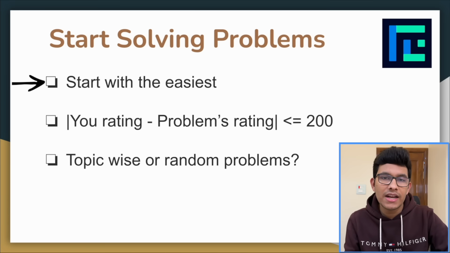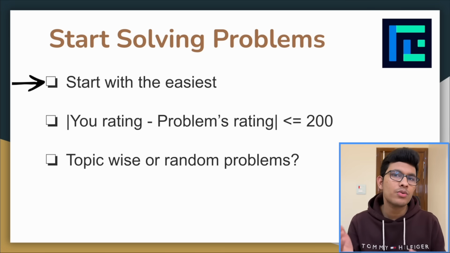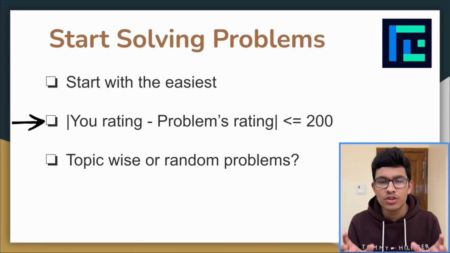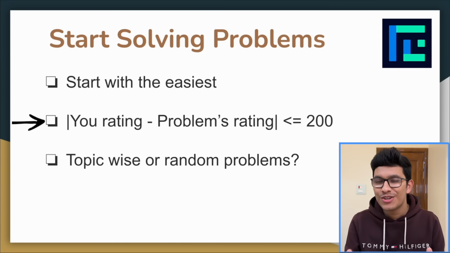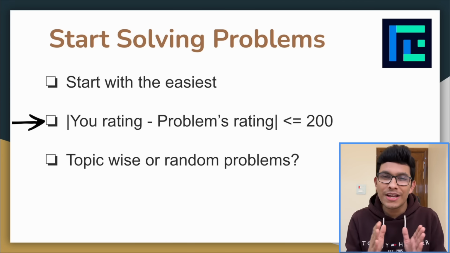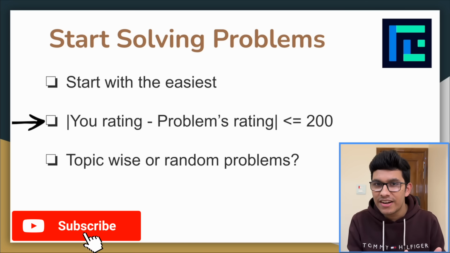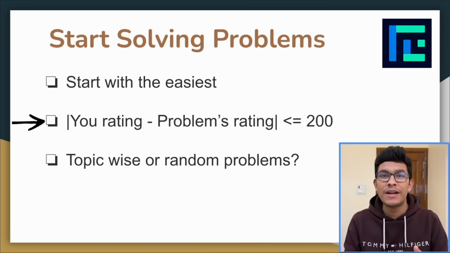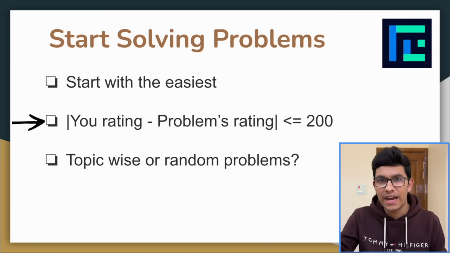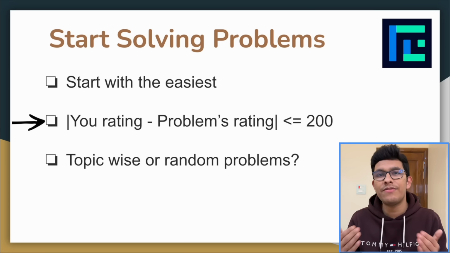But as an intermediate level coder or as a master on Codeforces, where do you start? For this, what you can do is you can follow this rule that, okay, whichever problem you're solving, the absolute difference between your rating and the problem's rating should be within 200. Okay, what I mean by that is that if my rating is 2100, I would solve problems from 1900 rating to 2300 rating. 1900 and 2000 rating problems might be easier for me because my rating is already higher than them, right? But 2200 and 2300 level problems will be difficult for me.